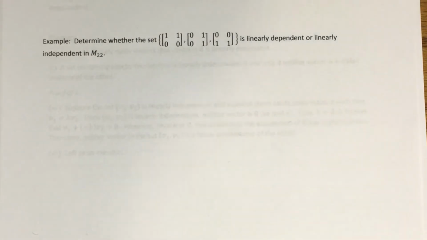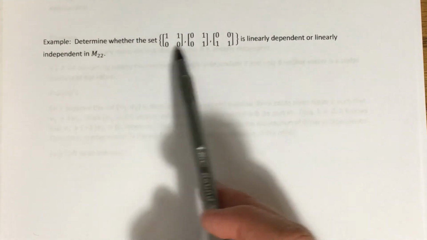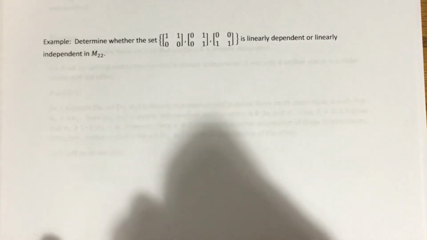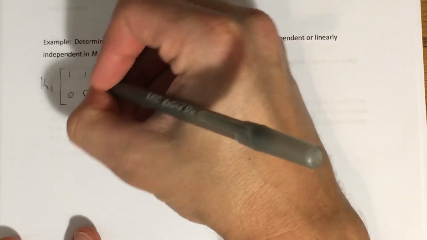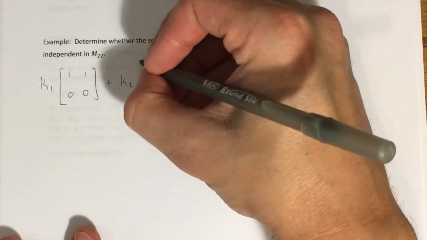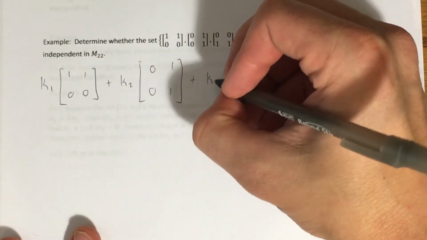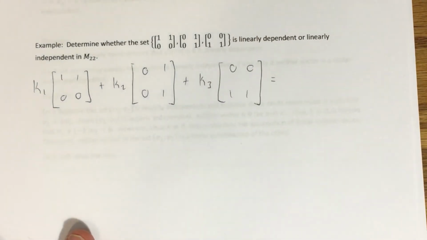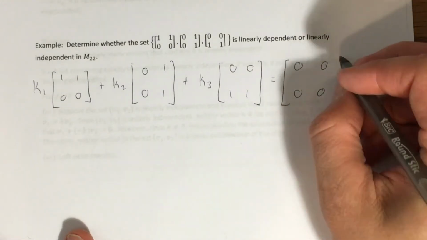This time we're working in the vector space M22, and I have this set of 3 matrices. Same question: is this set linearly dependent or linearly independent? We approach it the same way. Create a linear combination out of them: k1 times the matrix 1, 1, 0, 0, plus k2 times 0, 0, 1, 1, plus k3 times 0, 0, 1, 1. And remember, we always set it equal to the 0 vector for that vector space, which in this case looks like a 2 by 2 zero matrix.